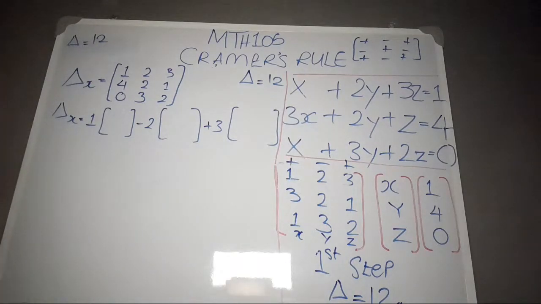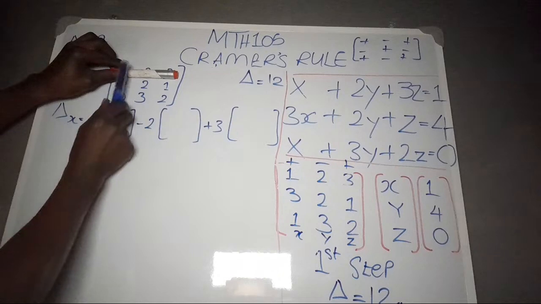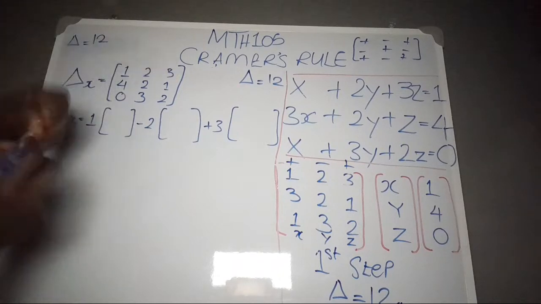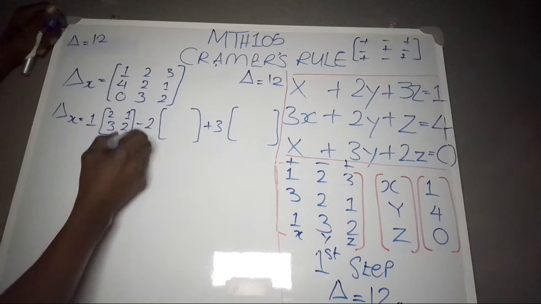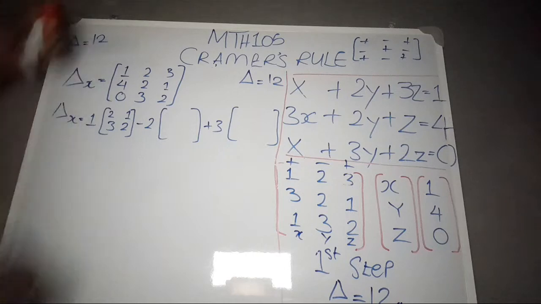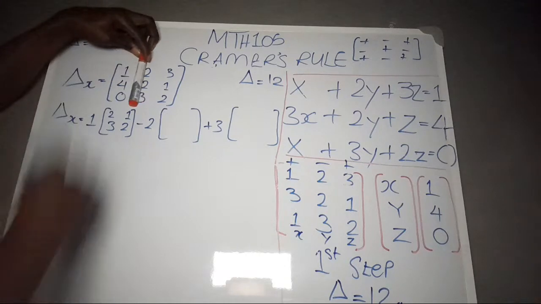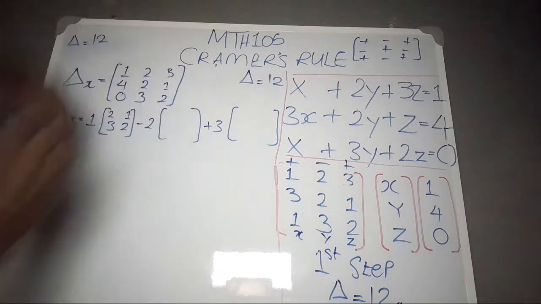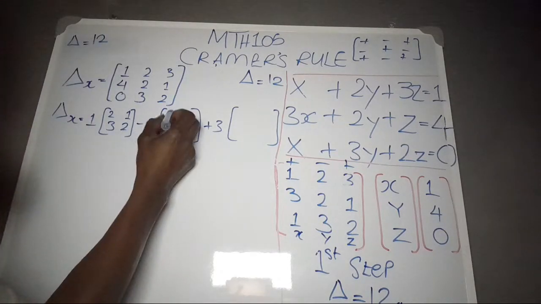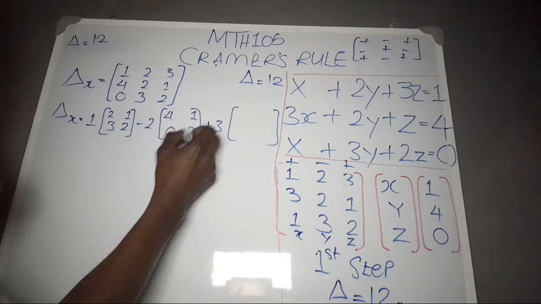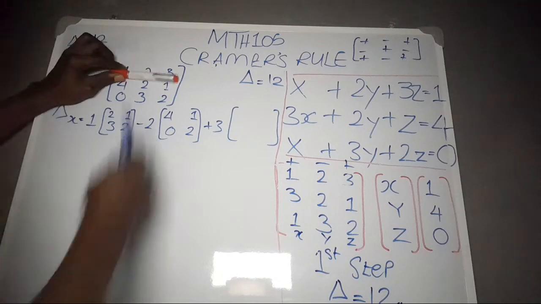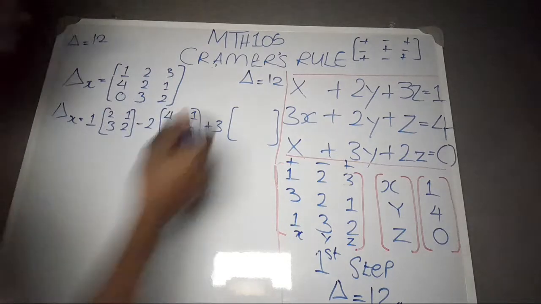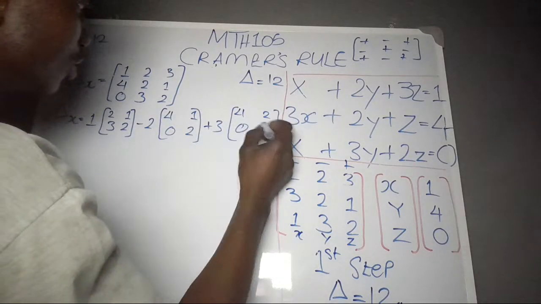If we are to eliminate this, let's take this out and take this out. We have 2 and 1, 3 and 2. So we are doing for 2 now. Then we have this, and we have 4, 1, 0, 2. So for 3, we have 4, 2, 0, 3.